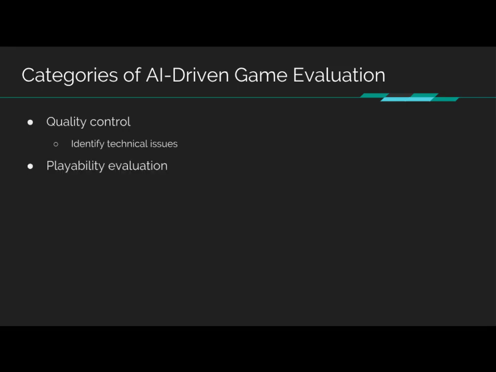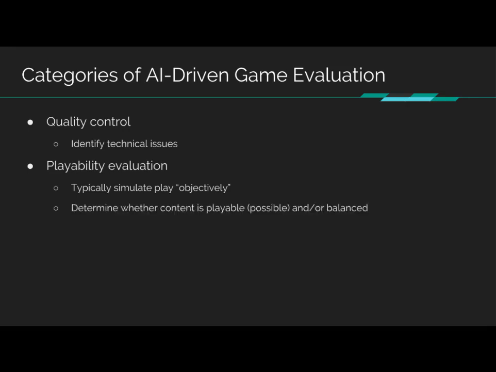Playability evaluation. Playability is basically referring to whether a game's content is possible to complete, whether it's valid, whether it's balanced, these objective measures. So you'll be looking at AI systems that try to simulate play objectively. They try to play well, they follow the rules of the game, and you're just looking for whether your content is valid.